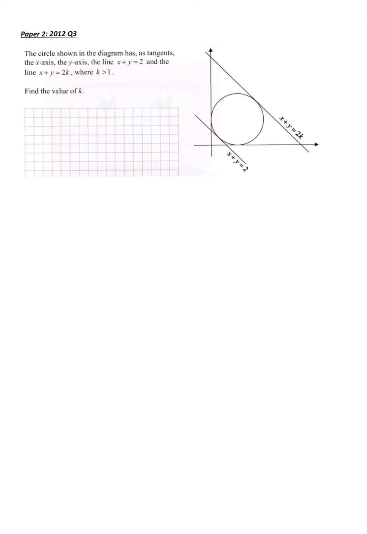In this question, the circle shown in the diagram has as tangents the x-axis, the y-axis, the line x plus y equals 2, and the line x plus y equals 2k, where k is greater than 1. Now, since we've been told that the circle has tangents of the x-axis and the y-axis, that means that our x and y coordinate for the center will also be equal to the radius. So I'm going to call that r and r.